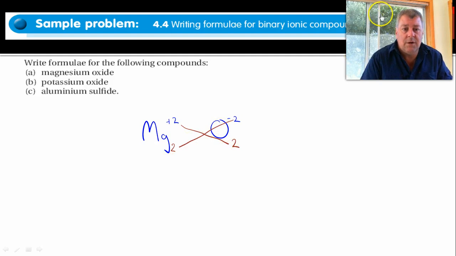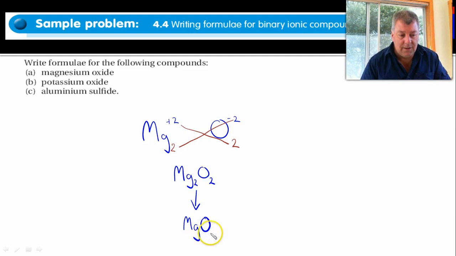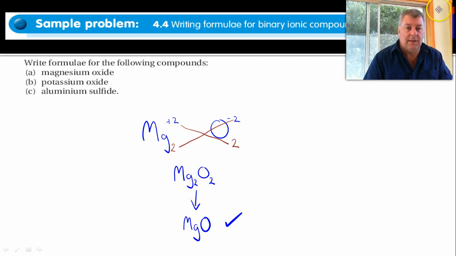And so if I was to rewrite this formula without the charges, I'd go Mg2O2. That's correct, the charges cancel, but the next step that you have to do is recognize that these two are common multiples, and so the simplest possible ratio of magnesium and oxygen is not 2 and 2, it's actually 1 and 1. And so we don't have to write the little invisible ones there because the symbol does that for us. And so that would be the answer using the crossover technique.